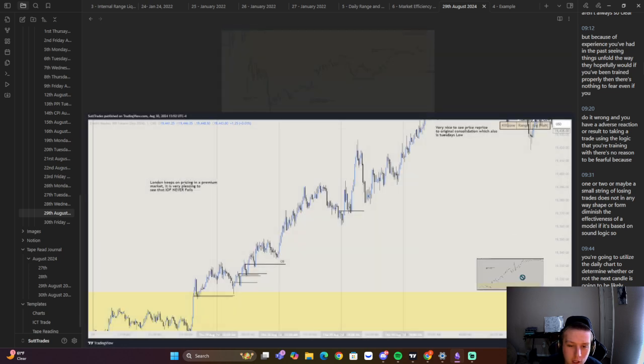We're pricing in a premium here. Order block. What is order flow? I don't think order flow ever changes here. So that's just something to keep in mind on order flow.